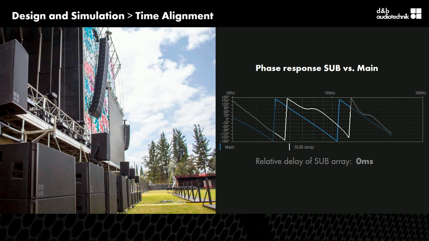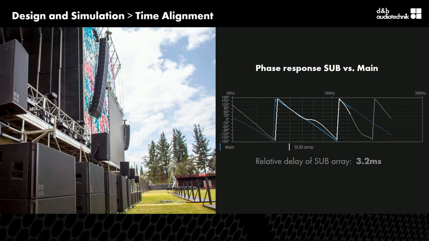So here we have phase over frequency, and you see the white line is the phase of the subwoofer array, and the blue line is from the main array, and you see that at about 100 hertz, they're pretty much out of phase, almost 180 degrees apart, so this will not sound very good. If we introduce an artificial delay at the amplifiers of the subwoofer array, we can compensate for this and align the two. Now, the window of frequencies that is relevant for this alignment will depend on the crossover, the overlapping frequencies of both systems, right?